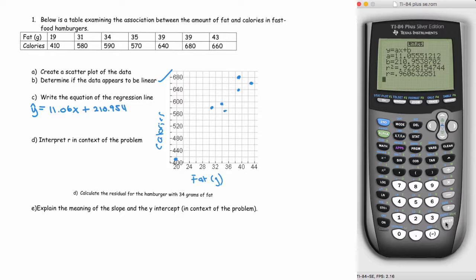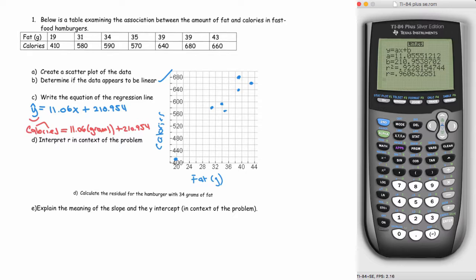Now, let me just remind you what these mean. This is predicted calories. So I'm going to put calories with a hat, and that equals 11.06 times the number of grams of fat plus 210.954. Okay, so that is our linear regression equation, and we can use it to make predictions about the number of calories given a particular amount of fat content.